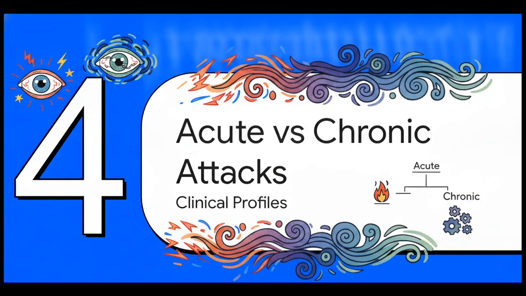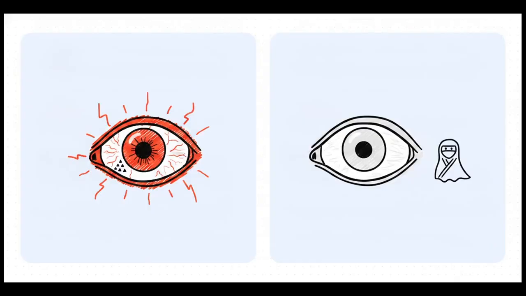Section 4, acute versus chronic attacks. So a crucial takeaway here is that not all inflammatory attacks follow the exact same playbook. You have to differentiate between two completely distinct clinical profiles. Acute anterior uveitis hits suddenly. It's like a blaring car alarm: severe pain, intense redness, photophobia, and these small, fine KPs settling in a triangular pattern known as Arlt's triangle. Chronic uveitis, though, that's your silent infiltrator. It's insidious.